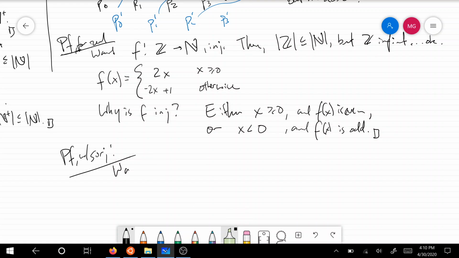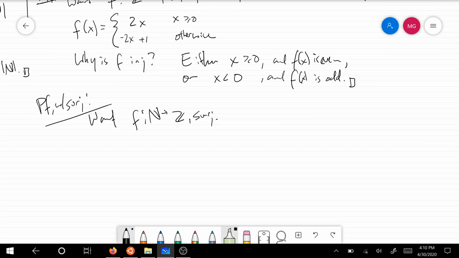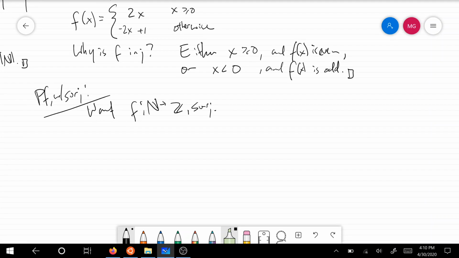So what do we need? We want f from the naturals to the integers, surjective. This is a little harder to see, but I'm going to use the trick that the inverse of an injective function is a surjective one. And in fact, here f is a bijection, it turns out. You can check that if you like. But here I'll just write it down.